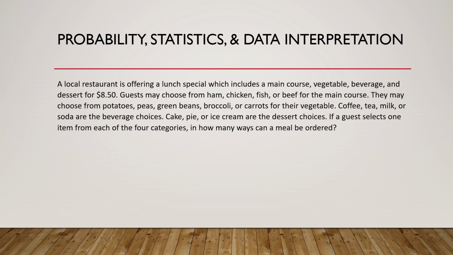Since each selection is independent of the others, calculating the number of different combinations is simply a matter of multiplying the number of choices for each course. 4 main courses times 5 vegetables times 4 beverages times 3 desserts equals 240 different dinner combinations.